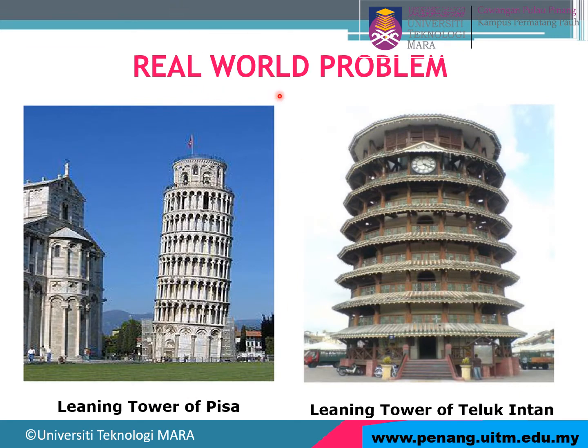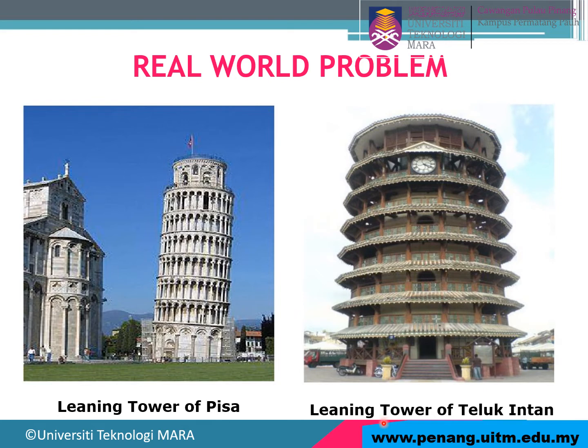Alright, this is the real world problem. This one is the Leaning Tower of Pisa. If you see here, there is some movement. The movement is because of the settlement. Maybe the settlement at this part is increased, so it means there is a lot of settlement here. That's why we see there is an angle for the Tower of Pisa.